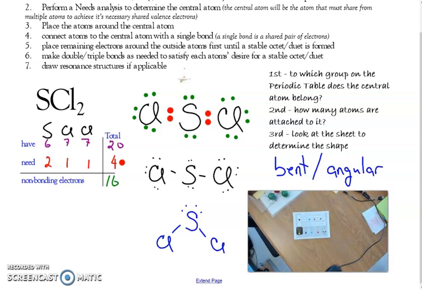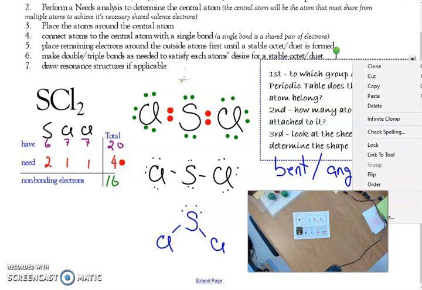Let's look at another one, shall we? Let's look at, we take this, copy that.